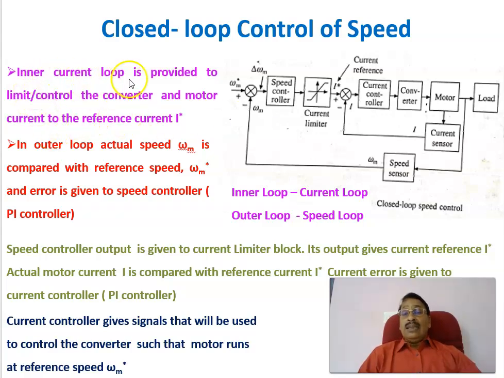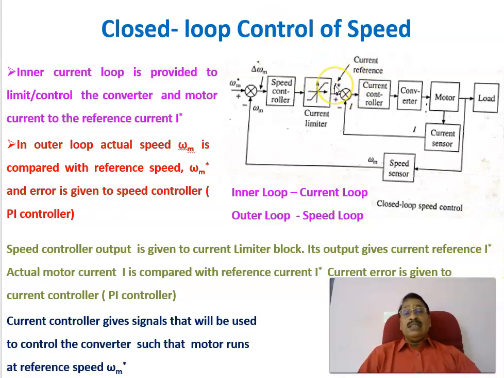Now, the inner current loop is provided to control the converter and motor current to the reference current I star. This is the reference current. Now, how can you generate the reference current? In the outer loop, the speed ω_m, that is the actual speed of the motor, is sensed using a speed sensor. ω_m is compared with a reference speed ω_m star, and the error is given to a speed controller, again a PI controller. The speed controller output is given to a current limiter block, and the output of this current limiter is the reference current I star.